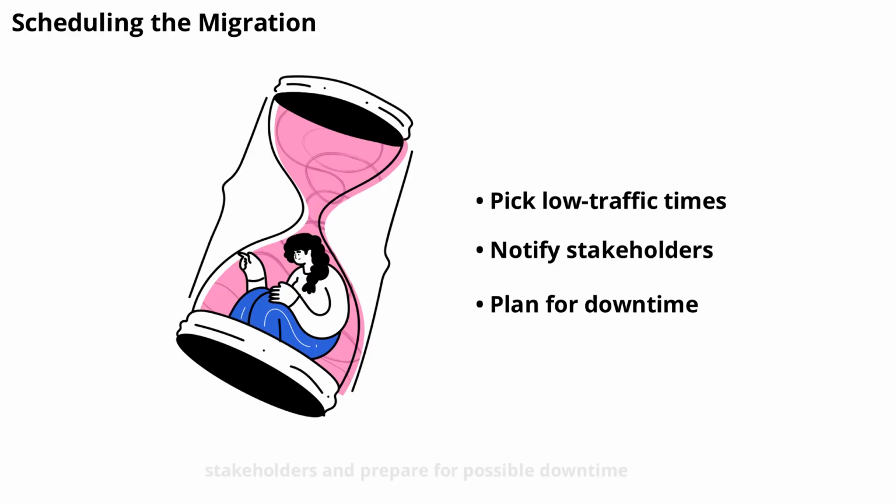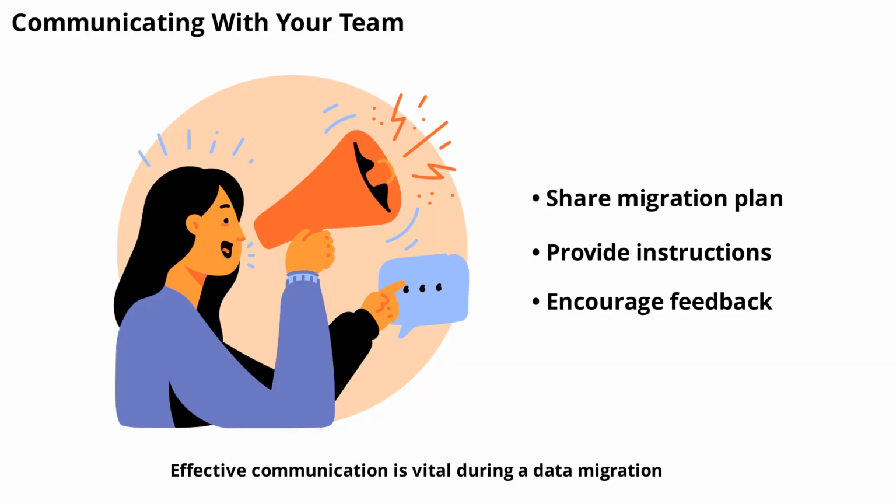Communicate the schedule to all stakeholders and prepare for possible downtime. Having a clear timeline helps everyone stay informed and ready for the transition. Effective communication is vital during a data migration. Keep your team informed about the migration plan, schedule, and any changes that arise.